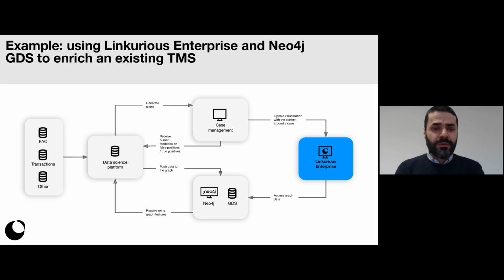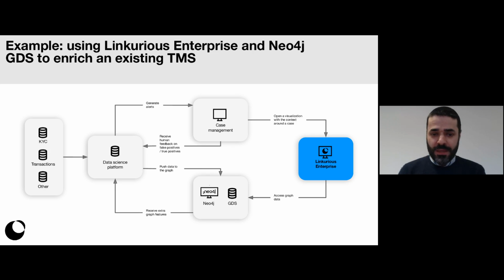Here we have a bit of an architecture example. That's focused on an implementation of Linkurious Enterprise and Neo4j alongside an existing transaction monitoring system and an existing data science platform. So you can see on the left internal data such as KYC information and transactions that's flowing from a data science platform. That data science platform is used to generate alerts that are processed in the case management system.